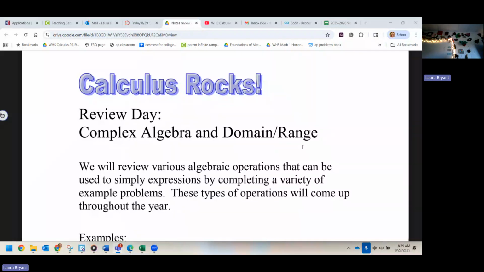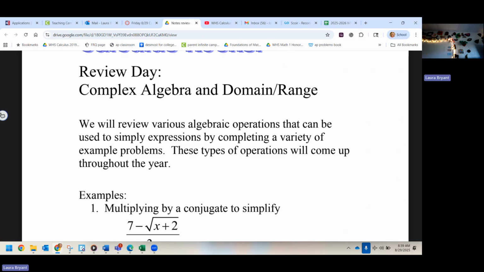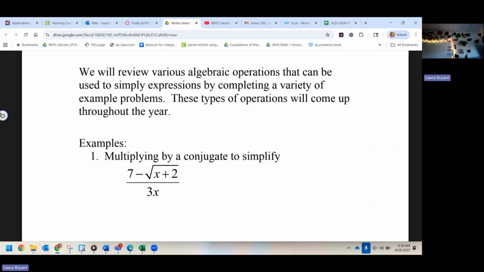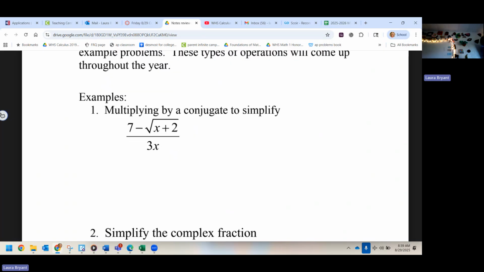Okay, so our topic today is going to have to do with limits eventually. We're just going to practice doing the math that's involved with the limit so that Tuesday, when we're doing those limits notes, they're not so overwhelming. So the review day is called complex algebra and domain and range. We're going to review various algebraic operations that can be used to simplify expressions for completing a variety of problems. These are the types of problems that you'll see within limits and other stuff that we do this year.